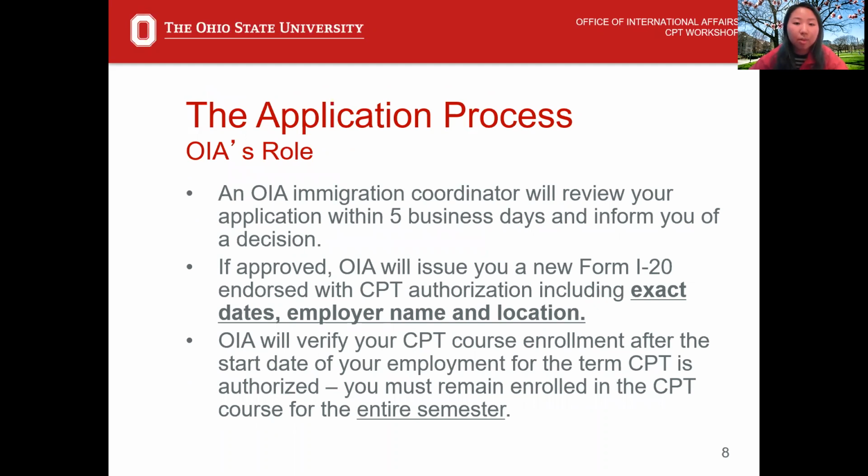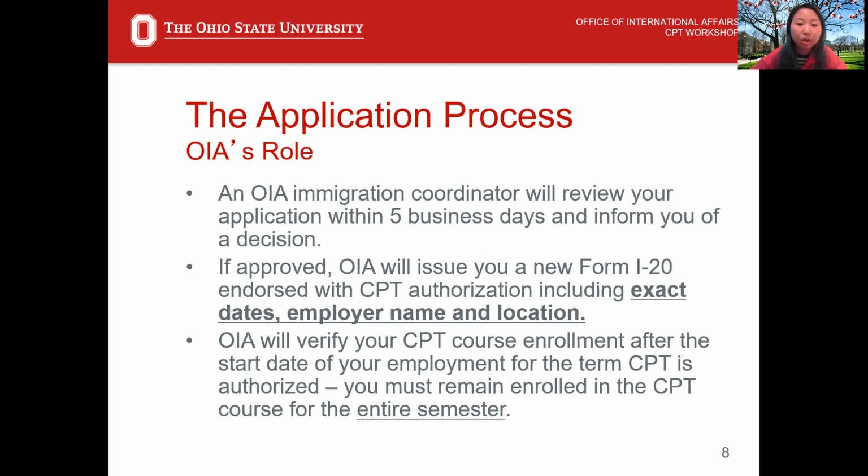Next, you can either submit your application through email to iss@osu.edu or schedule an advising appointment. Currently, we're doing virtual advising appointments via Zoom, and we'll inform you of our decision within 5 business days.